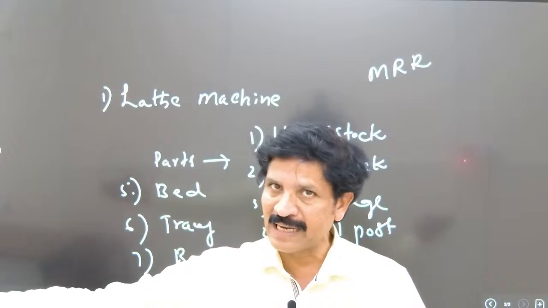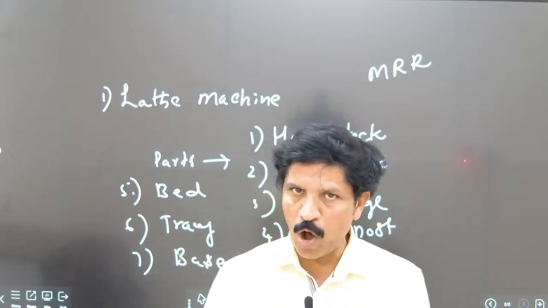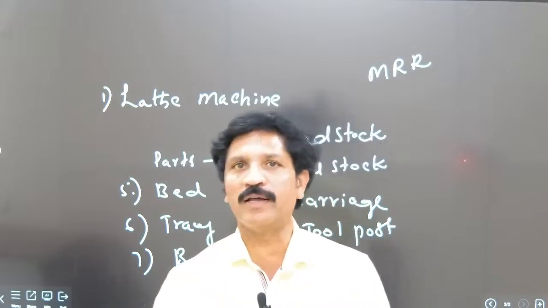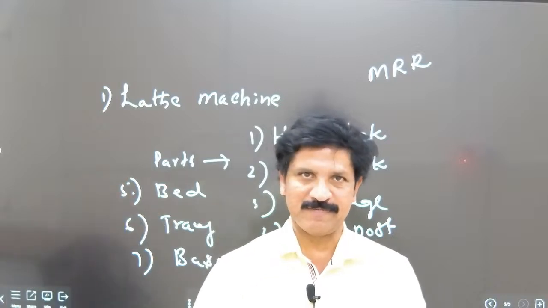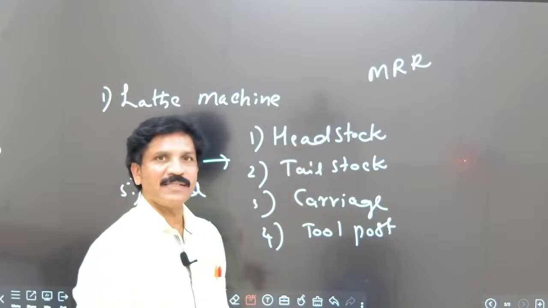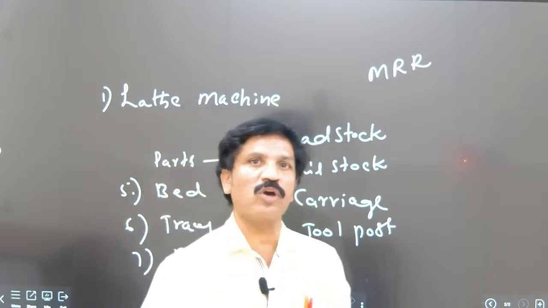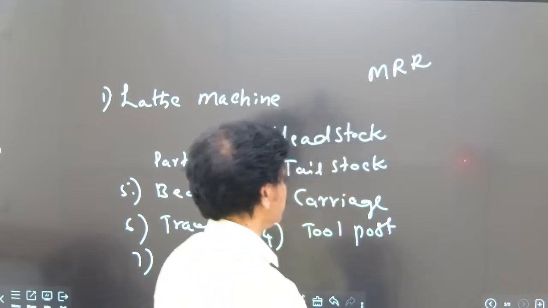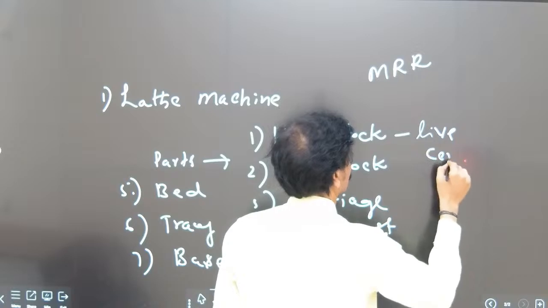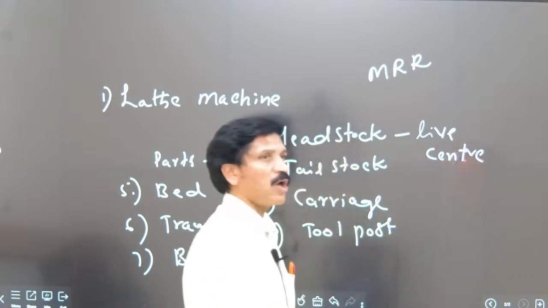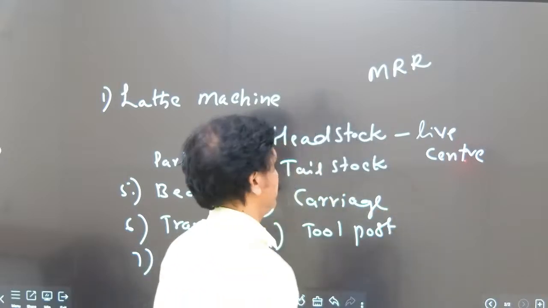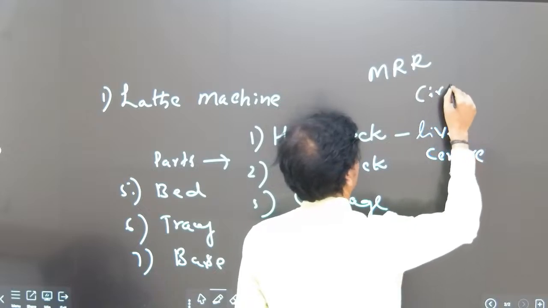Right side is the tailstock. Where the operator's body is, it coincides with where the carriage is observed on the lathe machine guideways. Lathe machine guideways are nothing but the bed. So headstock is a live center. Headstock is also called the live center. Live center means it is always observed in motion. What kind of motion? Circular motion.